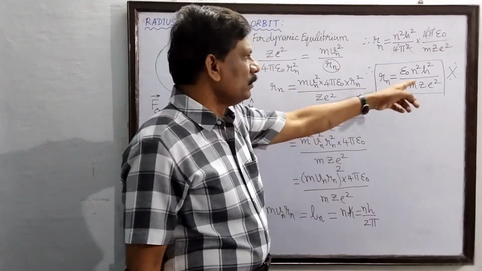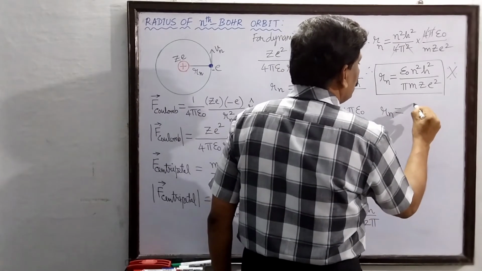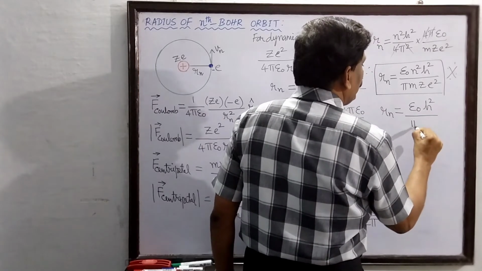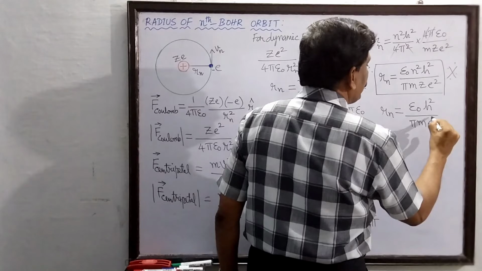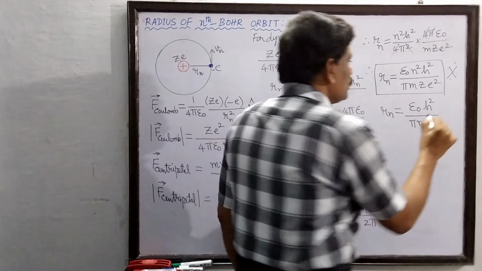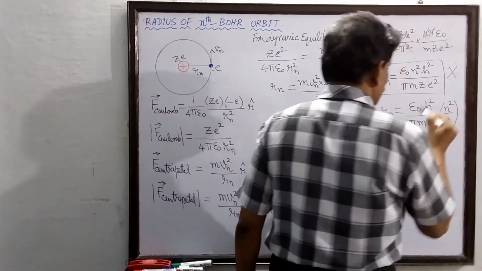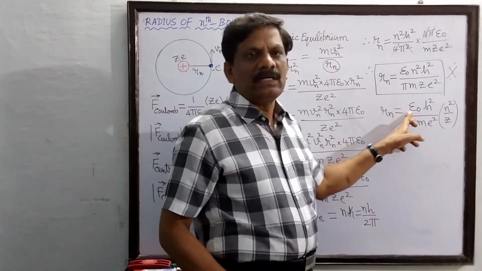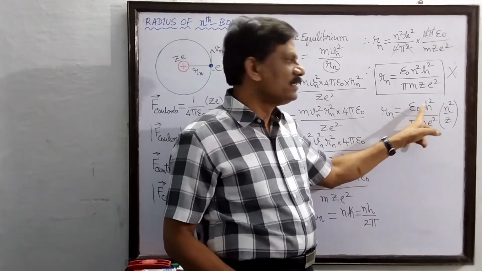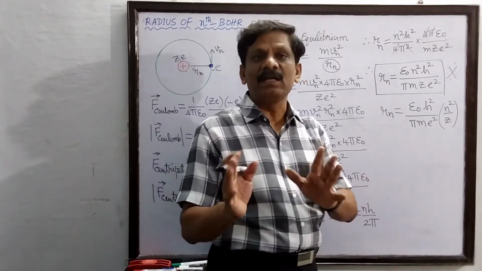Understand that? Now, in this equation, I will rewrite Rn is also equal to epsilon naught h square divided by pi m e square. What are the remaining terms? I will put it in a bracket: n square divided by z. Now, epsilon naught is the permittivity of free space. h is Planck's constant. These two are constants. Pi is already a constant. Mass of electron and charge of electron are constants.